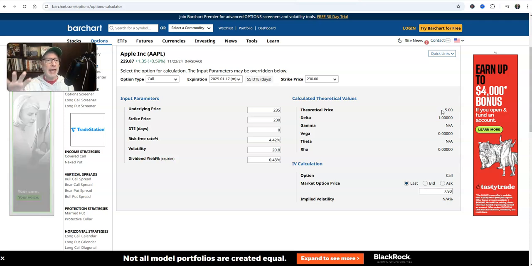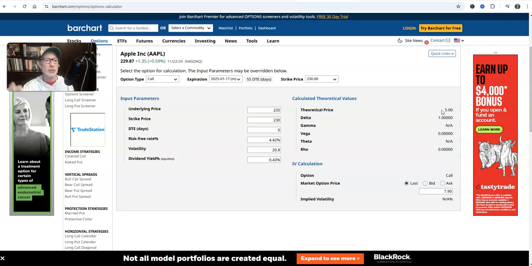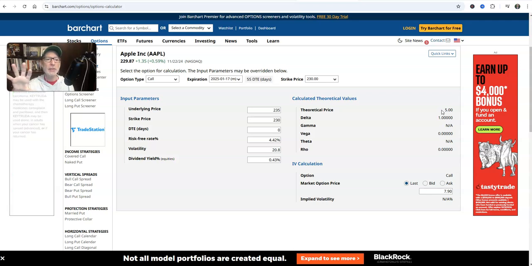So you have to decide, am I going to hold this option to expiration, or am I going to get out very quickly if Apple moves in my favor very quickly? So not only do you have to decide on the delta, but your timing is very important as well. Are you going to get out when Apple moves in your favor, or are you going to hold it all the way to expiration? That's just another decision you have to make.